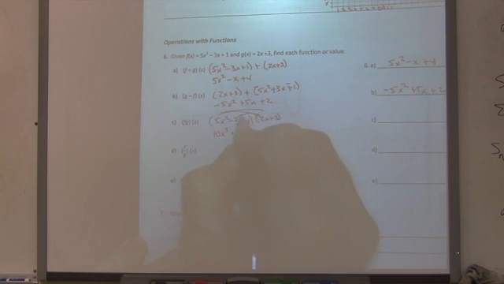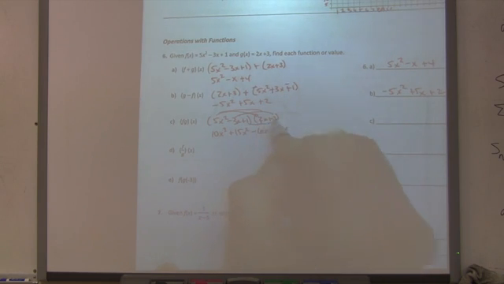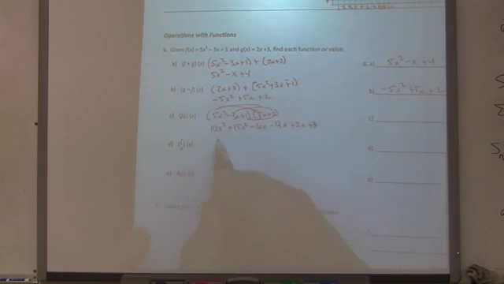Then we do negative 3x times both. So negative 3x times 2x is a negative 6x squared. And negative 3x times 3 is a negative 9x. And then lastly, 1 times both. So 1 times 2x is 2x. And 1 times 3 is 3. So now we combine like terms.